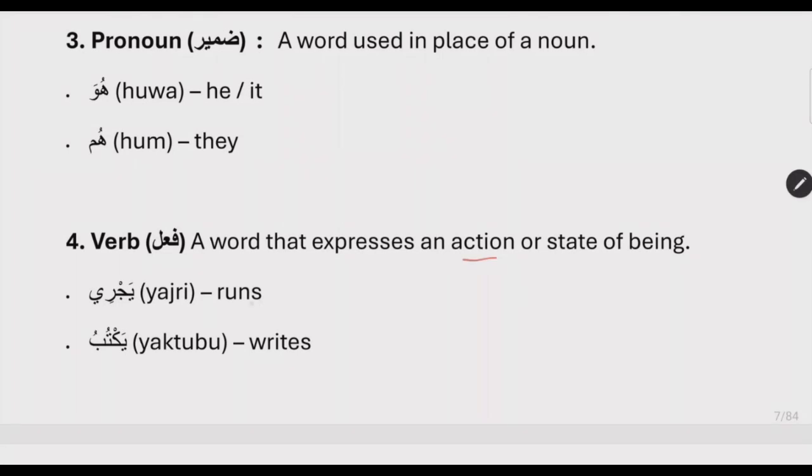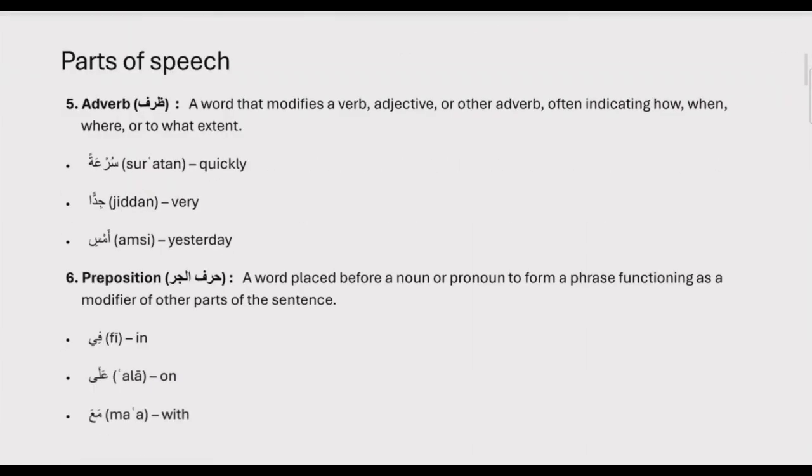Then we have verbs, verbs that express action. Yajri is to run, this is the present tense. There's a ya in front, and the verb jara is the verb. Yaktubu is also present tense. There's a ya in front, and there's kataba, the actual root, telling us that it's to do with writing.